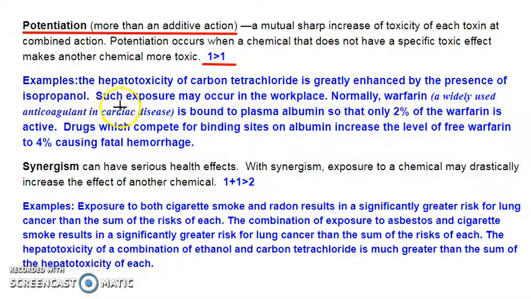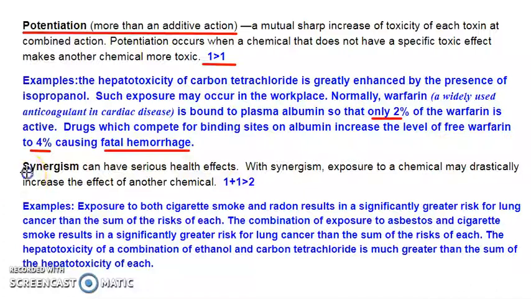The other example: warfarin is bound to plasma albumin, and therefore drugs which compete for binding sites on albumin increase the level of free warfarin to 4%, causing fatal hemorrhage.